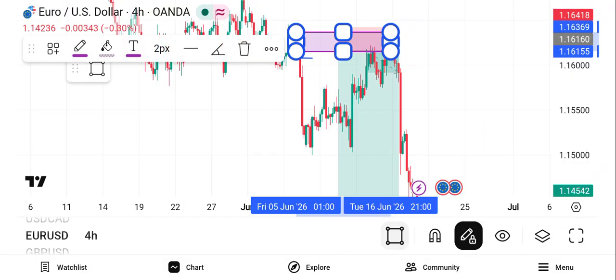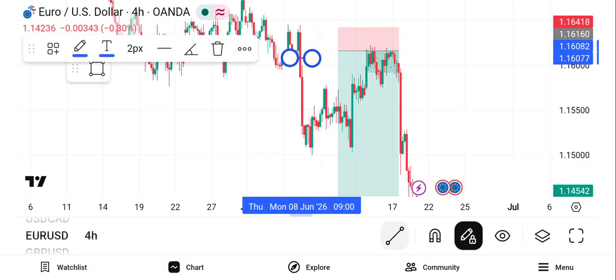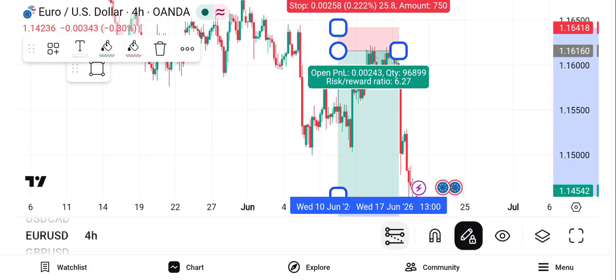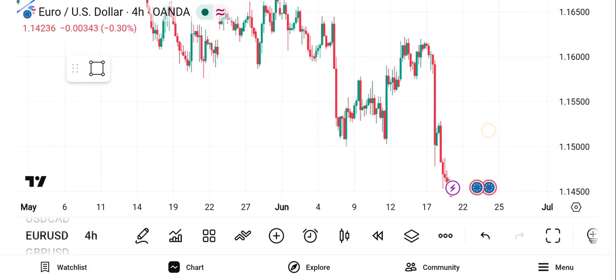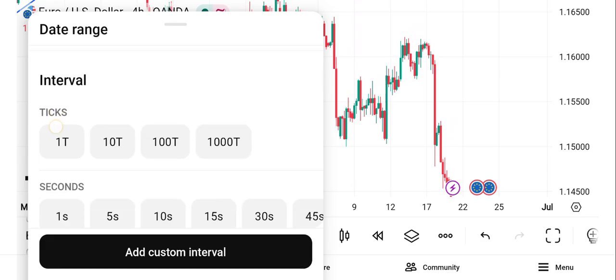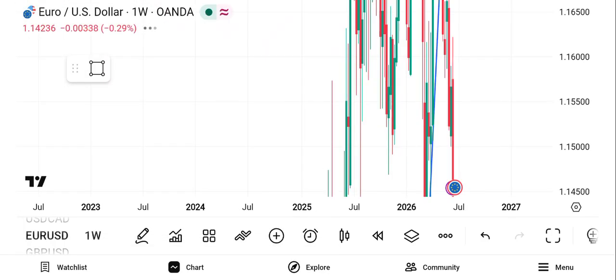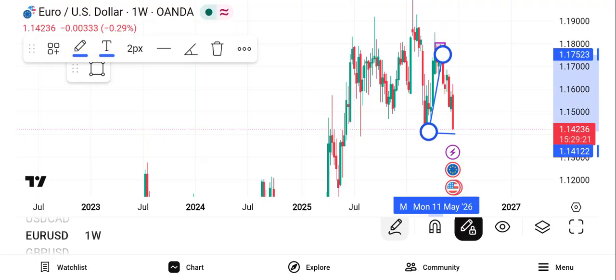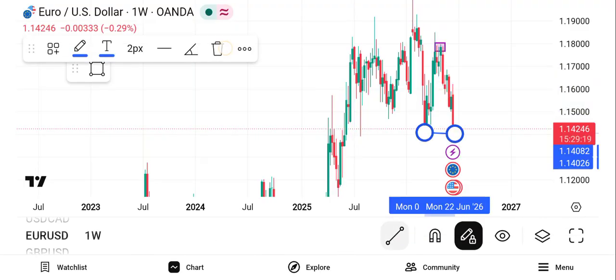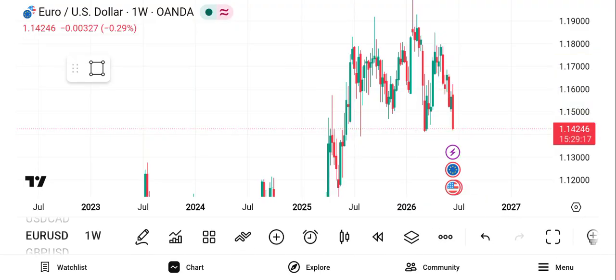Alright, let me start from the beginning and explain this again. Let me just do a quick recap. So like I said, the first thing to do is to know the direction of the market. So how do you do that? Go to your daily time frame. You can go to your weekly as well, maybe depending on what you want. Sometimes I even go to my monthly time frame as well.